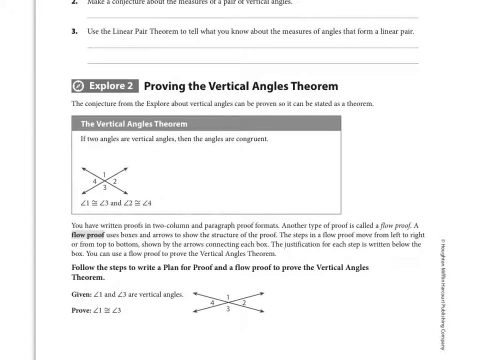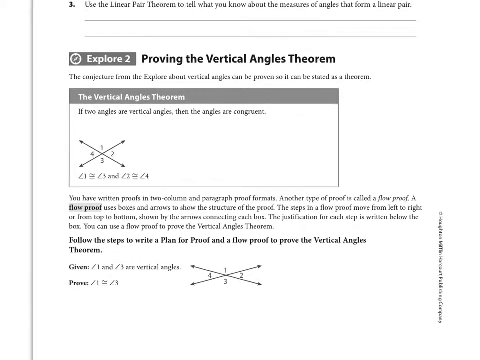So if we have two intersecting lines, we have four angles created by the intersecting lines. Angle 1 and angle 3 are vertical, angle 2 and angle 4 are vertical. Pretty much if they don't make a linear pair, they're going to be vertical. They're just across from each other. So they're congruent. If I told you that angle 1 is 100 degrees, down here angle 3 has to be 100 degrees.